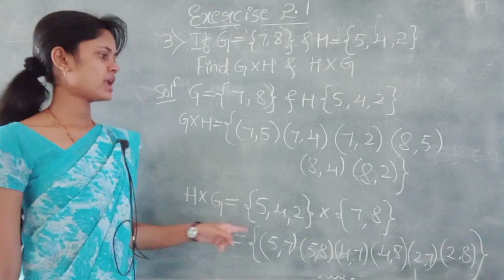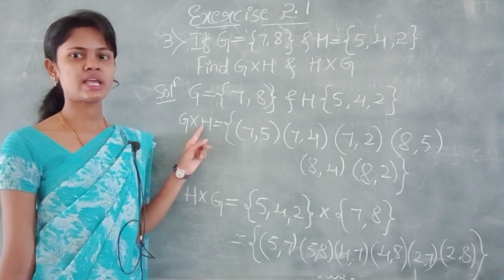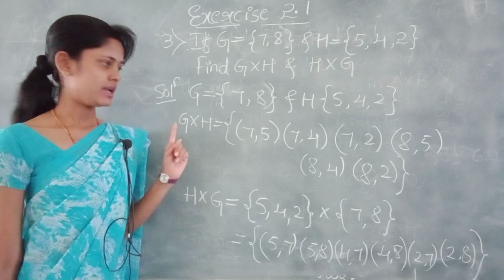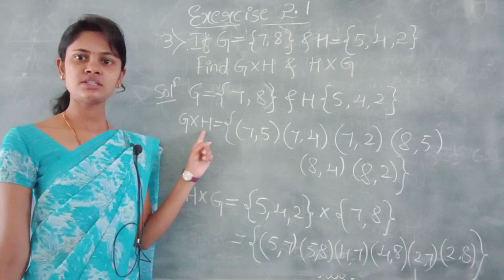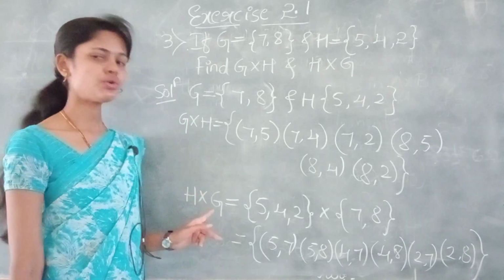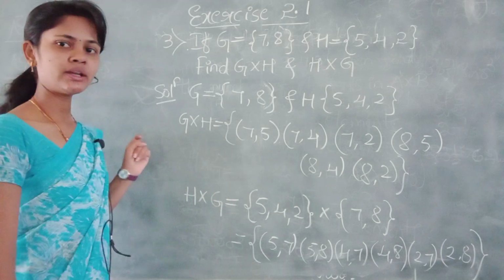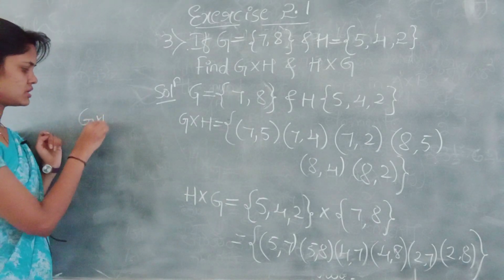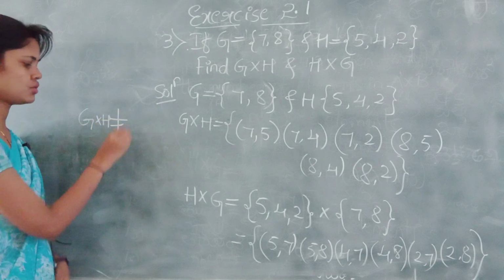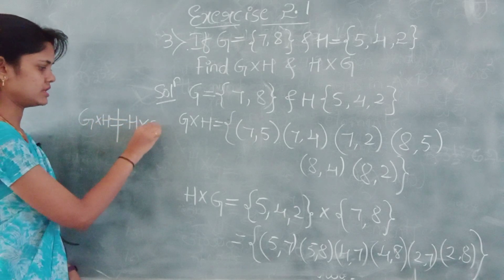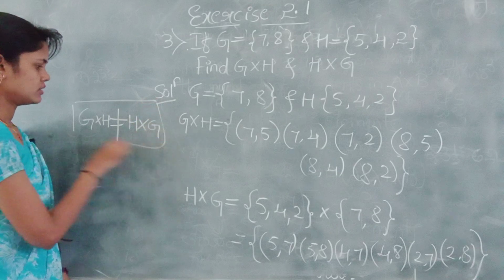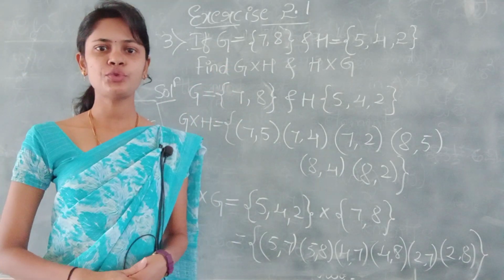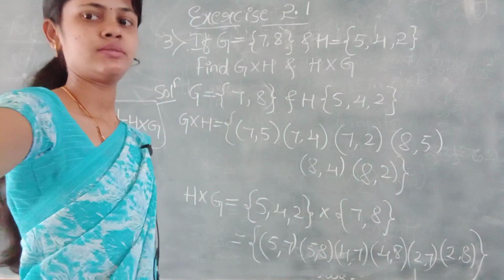So here you can observe that G cross H is not equals to H cross G, that is, the relation between G and H is not equals to H and G. So you can conclude one thing, G cross H is not equals to H cross G, right? This is how we are going to find out the Cartesian product of two non-empty sets.